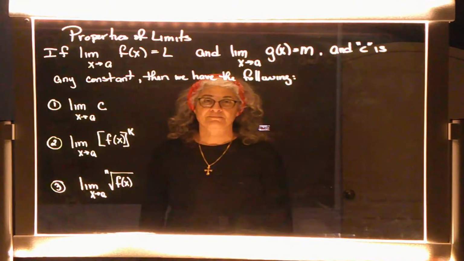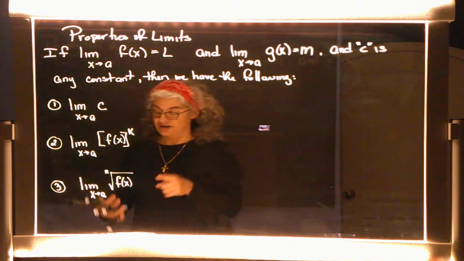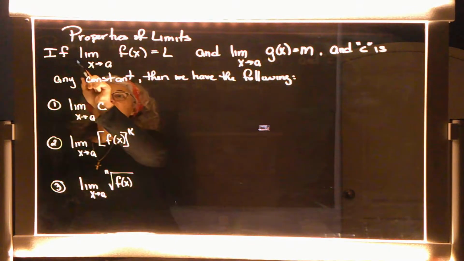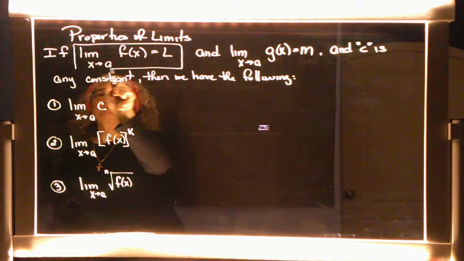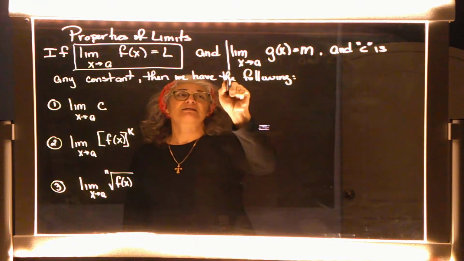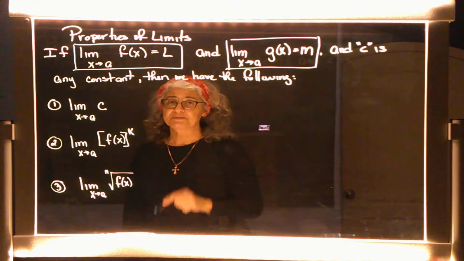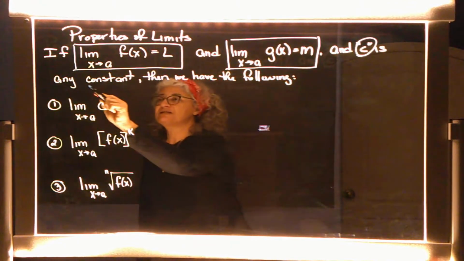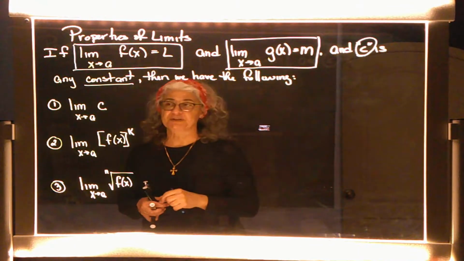All right, so let's start looking at the properties of limits. First off, we are reading that if the limit as x approaches a of the function f of x is equal to L, and the limit as x approaches a of g of x is equal to m, and then I have this c, and c is a constant, any constant, then we have these particular properties.